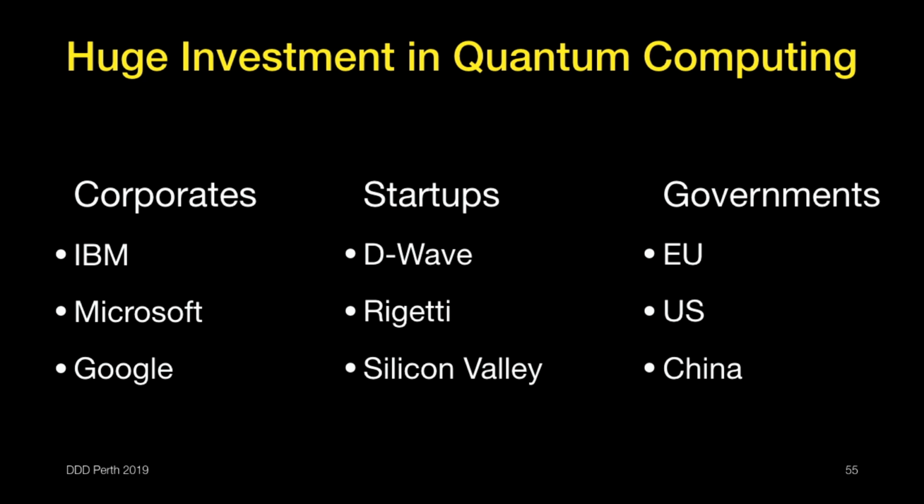Similarly, there are a number of startups like D-Wave and another one called Rigetti. And in fact, the story is if you go into any cafe in Silicon Valley and start talking about quantum computing, someone will write you a check for $1 million straight away. Everyone's investing in quantum computing. And even the governments, the EU is one of the largest investors in quantum computing research. Similarly for the US and China, because they see it as the next revolution in computing.